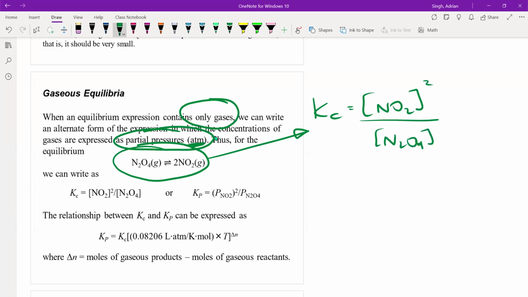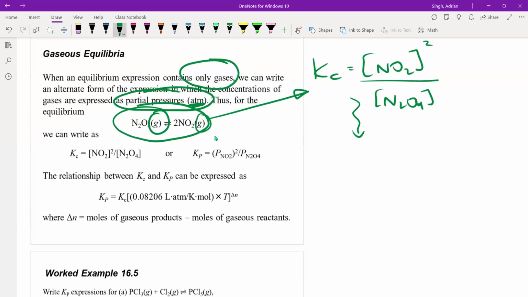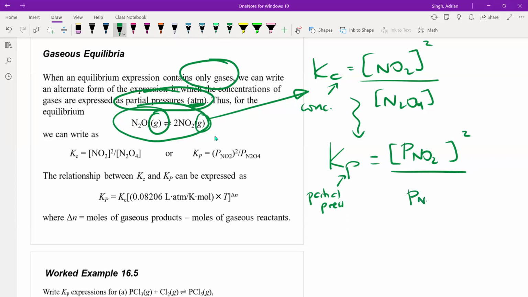That's our normal expression. What we're saying now is, because all of the species are gases, and this is the only time we can do this, if all of the species in our equilibrium expression are gases, we can write what's known as a Kp expression, right? So the P now here means partial pressure as opposed to the C, which represents concentrations, and that's molar concentration. So that Kp equals the partial pressure of the product, in this case NO2, squared, divided by the partial pressure of the reactant, N2O4, to the first power.